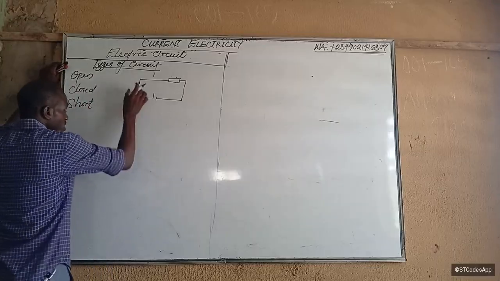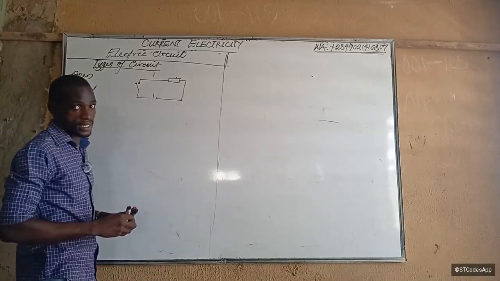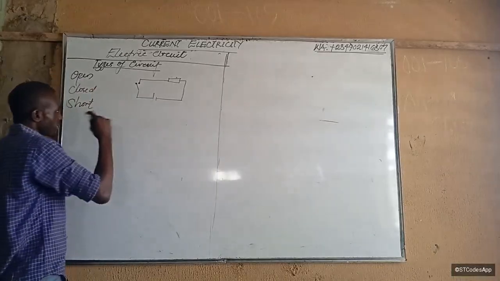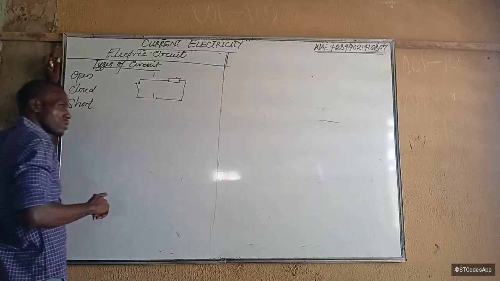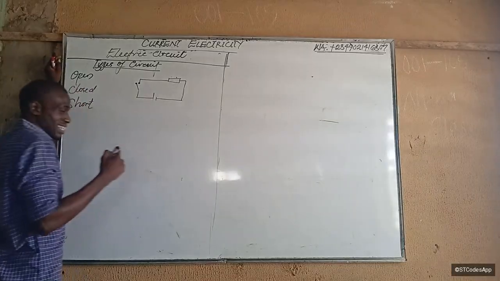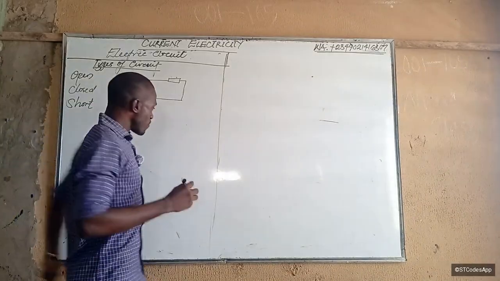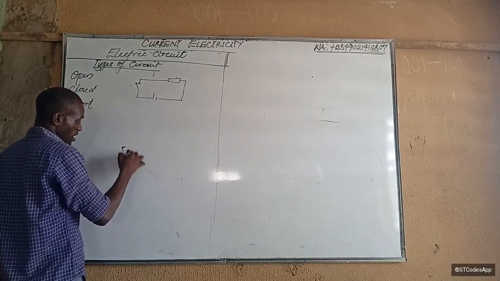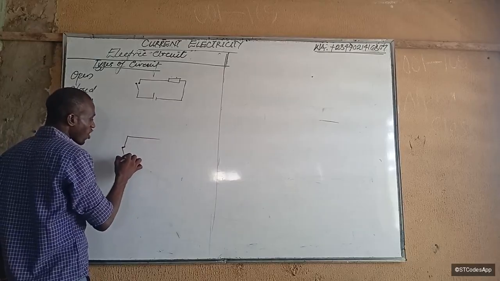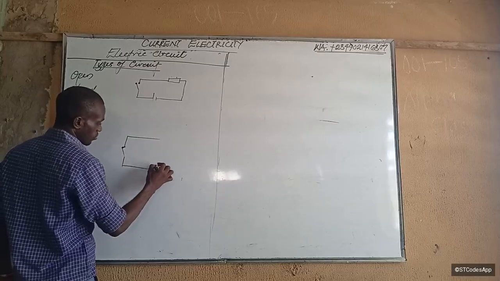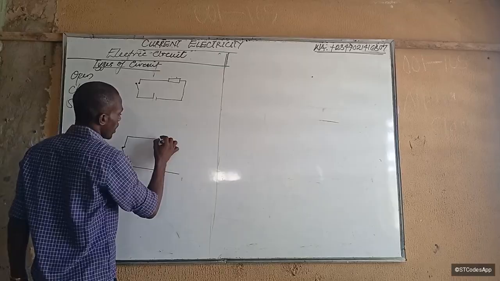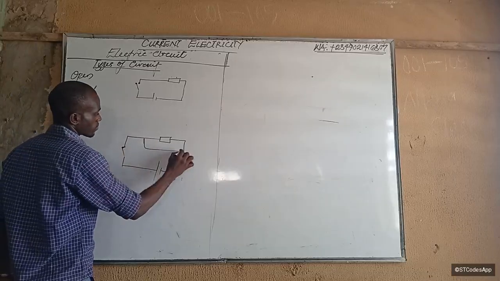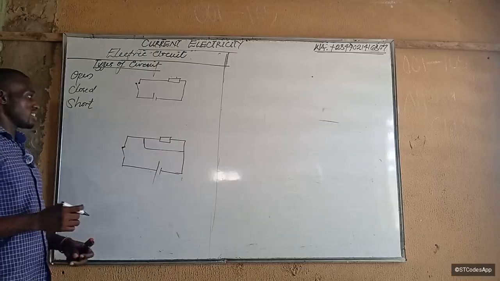A closed circuit is one in which the key is closed, hence current is flowing. As you can see in that instance, the current is flowing. Then a short circuit is one in which, usually due to wrong connection, an alternative path is provided for current to flow. Even in a closed state, current will not flow across the load. This, for example, is a short circuit.